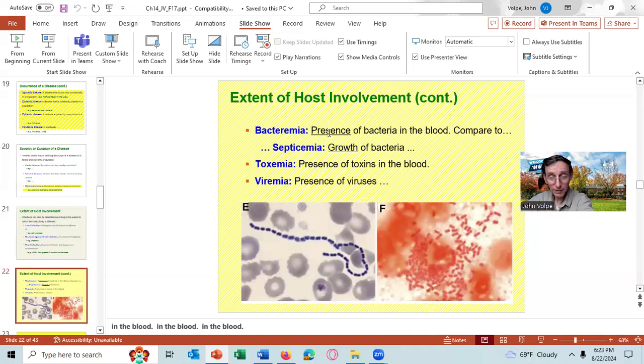Septicemia, you need specific tests. Like if you were to look at this later, and if it were to expand in numbers, then you could say it's septicemia. But from one test, at least looking at the microscope, you can't tell. Toxemia is the presence of toxins in the blood. Viremia, the presence of viruses in the blood.